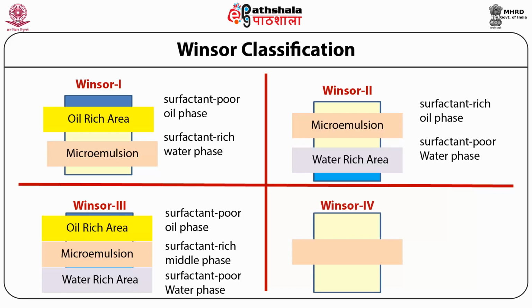In Winsor 4 classification, the whole area is a microemulsion area, called a single phase homogeneous mixture, which is called the microemulsion area, and all the components in the microemulsion area are in good proportion, which is useful for the preparation of microemulsion.